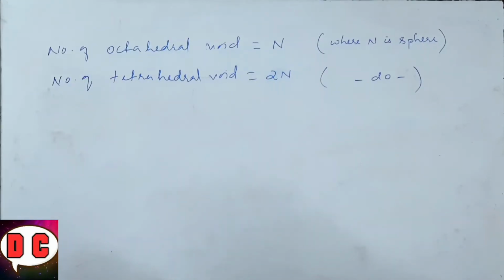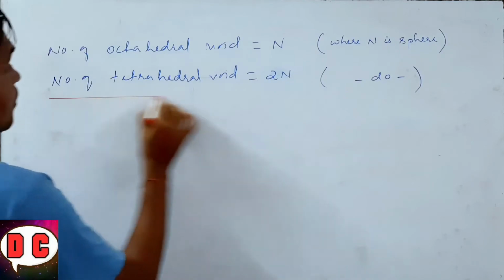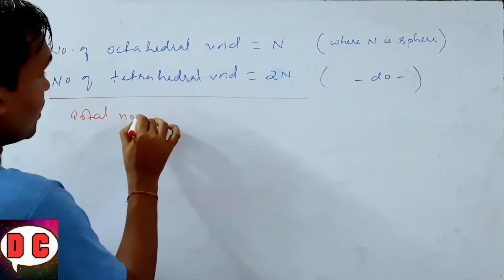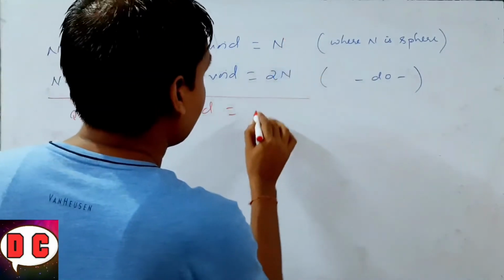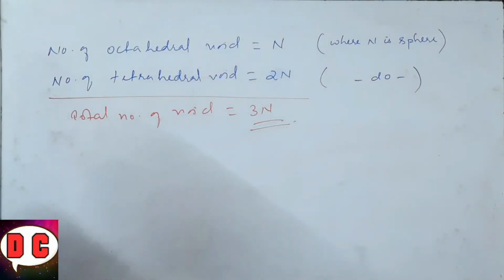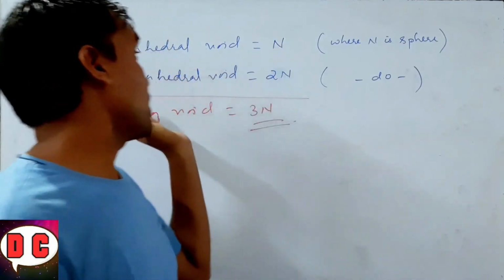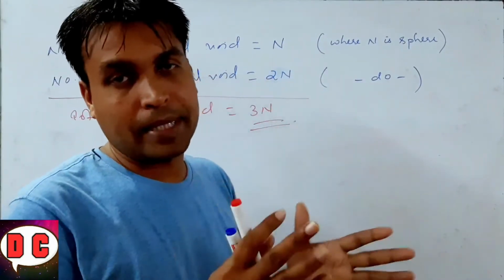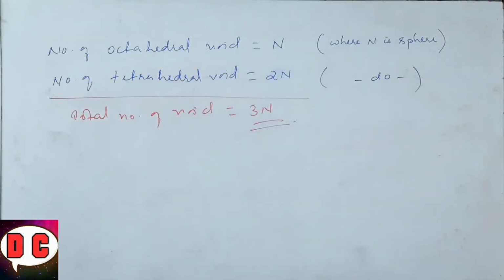So if I ask you to combine octahedral and tetrahedral voids, what is the total number of voids? The total number of voids will be 2n plus n, so it will be equal to 3n. Dear students, what is the number of octahedral voids? n. What is the number of tetrahedral voids? 2n. And what is the total number of voids combining octa and tetra? It is 3n. This point you can note down.